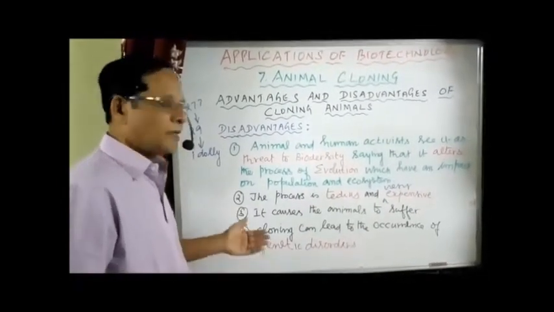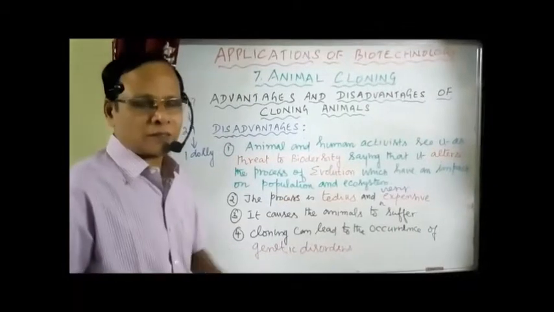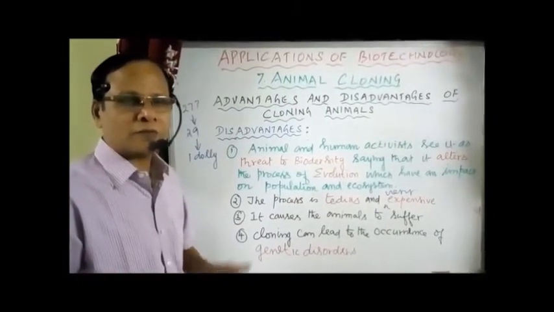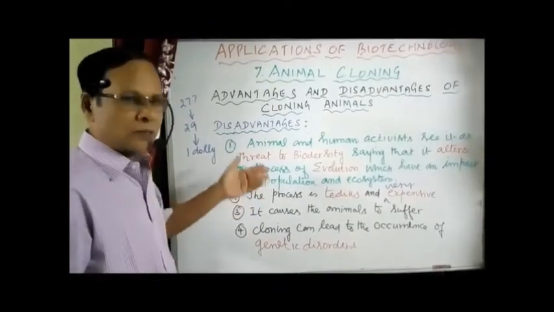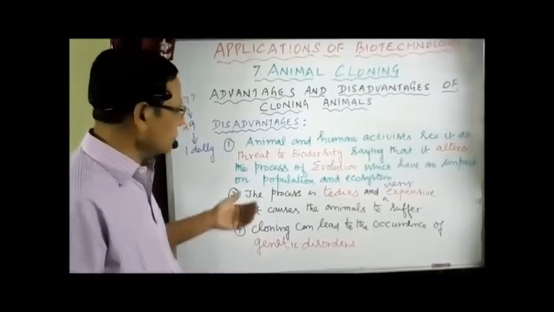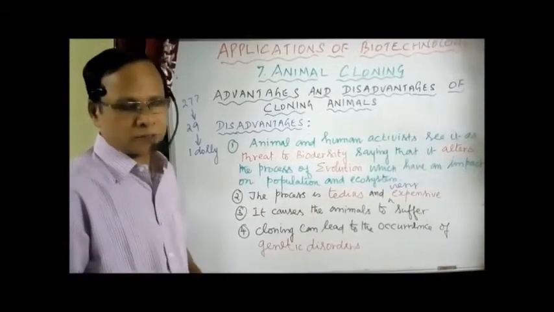Then cloning can lead to the occurrence of genetic disorders. Most of the cloned animals have developed genetic disorders. These are all the disadvantages. We have to go for some other disadvantages.